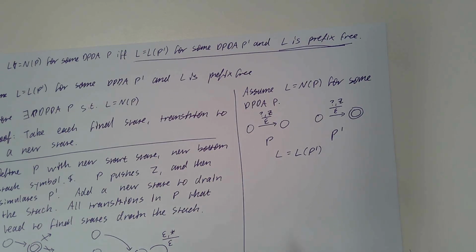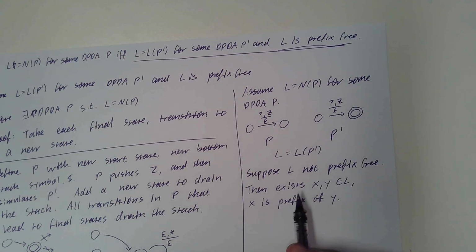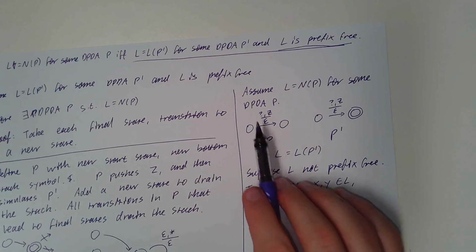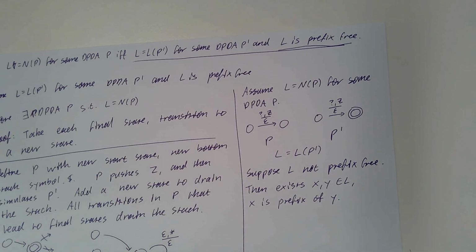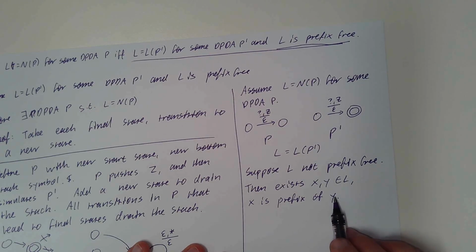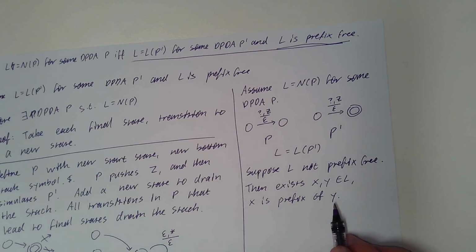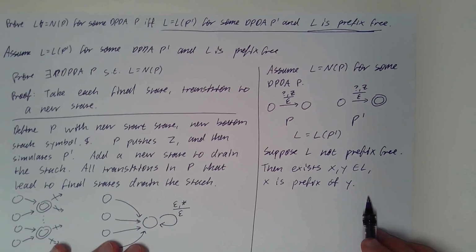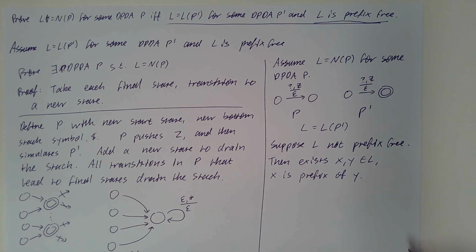What we also have to show is that L is prefix free. So we'll suppose L is not prefix free. That means there exist two strings in the language, x and y, such that x is a prefix of y. Now because L is N of P for some DPDA P, that means both of these strings must be accepted by the DPDA by empty stack. Now because it's a DPDA, that means when it reads x, or when it reads the part of y that is the same as x, it has to be in precisely the same state, right? It can't do different things because it has to be deterministic.